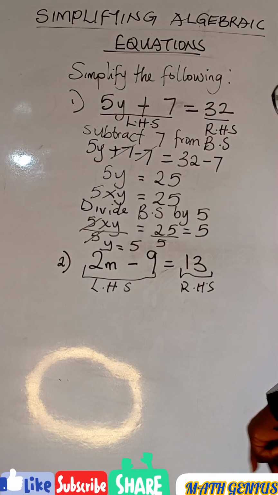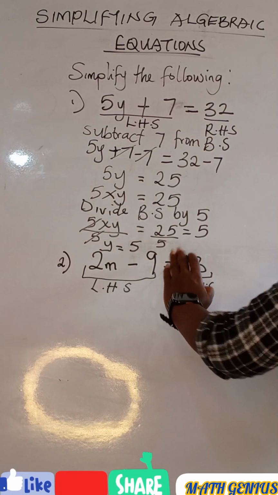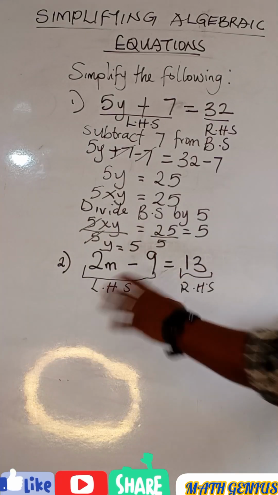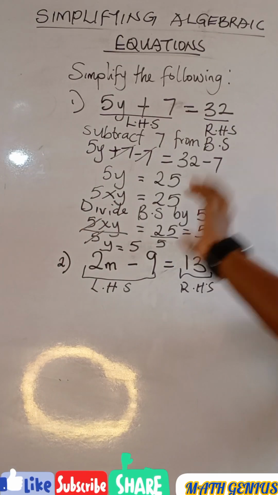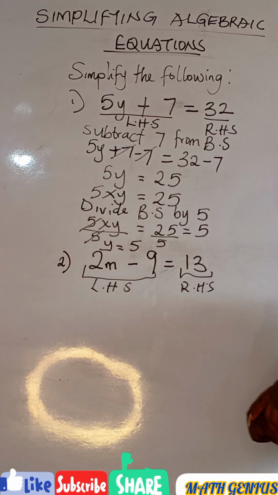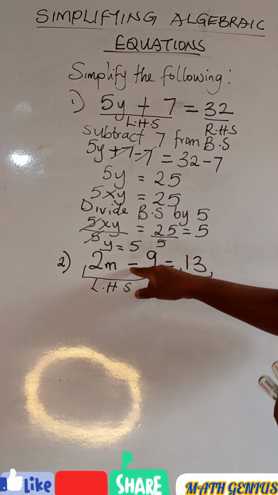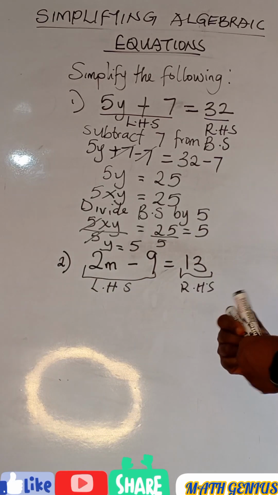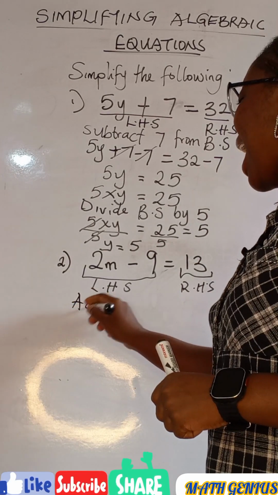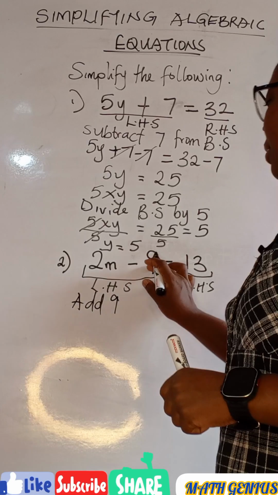Now, how do we get m? We have to get m by eliminating, removing everything close to m. We have to find a way to remove this 9, remove this 2, and m will be alone. And for that to be possible, we have to begin. What operation is this? Subtraction. And the opposite of subtraction is addition. So in this case, we are going to add 9.